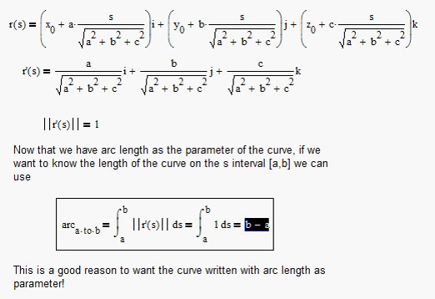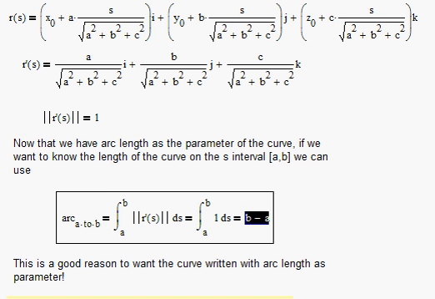It's a good reason we want to write a curve with arc length as a parameter, because when we want to find this length, if arc length is a parameter, we just subtract the a from the b. I knew you'd think that was handy.